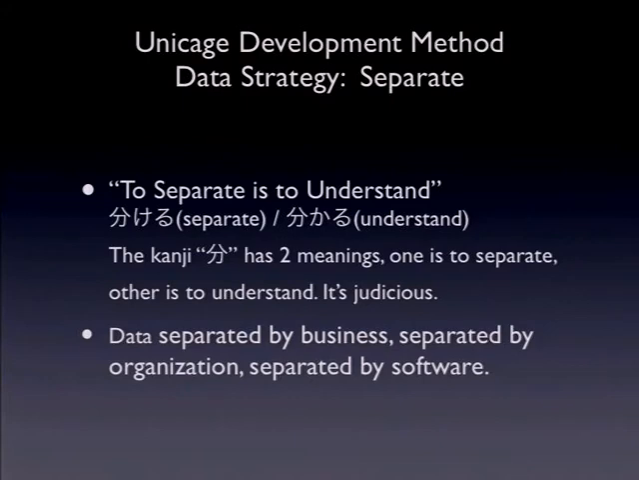The important and main ideas of the Unicage development method are data separation and data distribution. This is the key point. First, separate. To separate is to understand. That is Unicage's idea. The kanji wakeru means separate and understand. One kanji has two meanings, separate and understand. So Japanese thinking is that to separate is to understand. Separated by business, by organization, by software and by law.